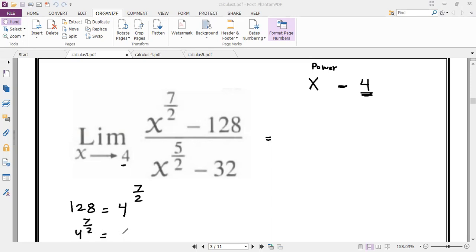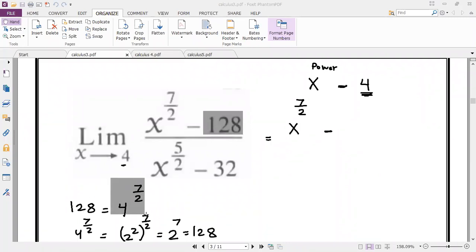We can write this 4 as 2 to the power of 2, all raised to the power of 7 over 2. We have 2 powers, so multiply them: it's 2 times 7 over 2, which is 2 to the power of 7, which is 128. So we'll write it as x raised to the power of 7 over 2 minus this 128. 128 is the same as what? It's the same as 4 to the power of 7 over 2.